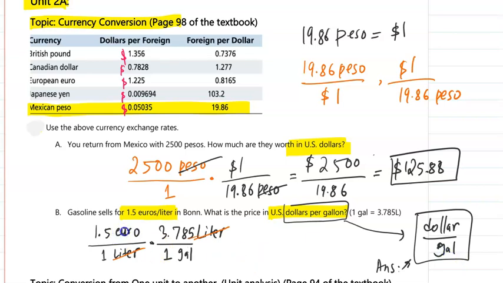Now look at the euro here. The euro must be cancelled and you need to change it to the dollar. Let me see how much euro equals how much dollar. Let me write the equation here: 1.225 dollar equals 1 euro, because of this table. You see that? This is dollar per foreign. In other words, 1.225 dollar equals 1 euro.